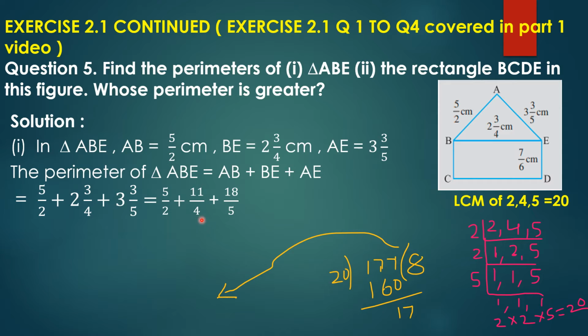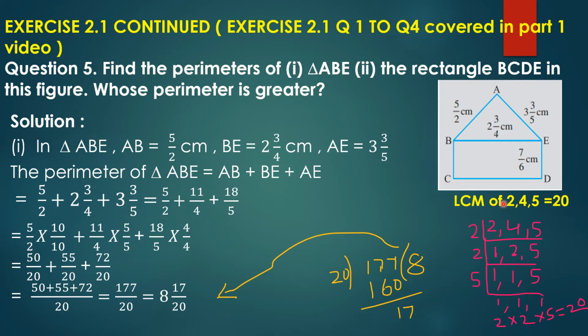Now here the denominators are different. That means these are all unlike fractions. Now convert the unlike fractions into like fractions by finding the LCM for the denominators. LCM of 2, 4, 5 will be 20. Okay. Now what do we have to do next? Convert the unlike fractions into equivalent fractions, so that the denominator should be 20.